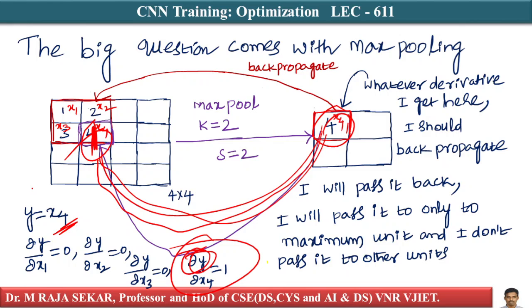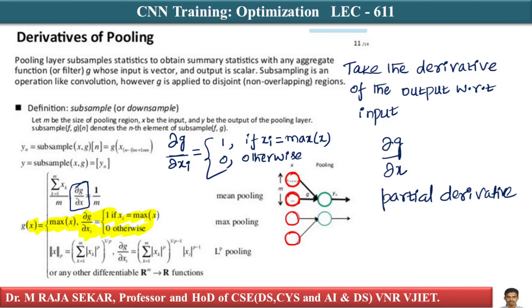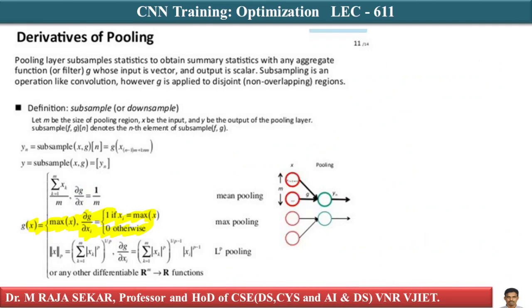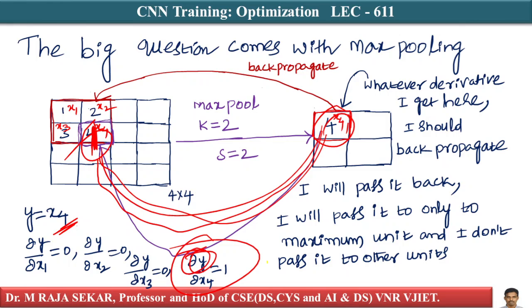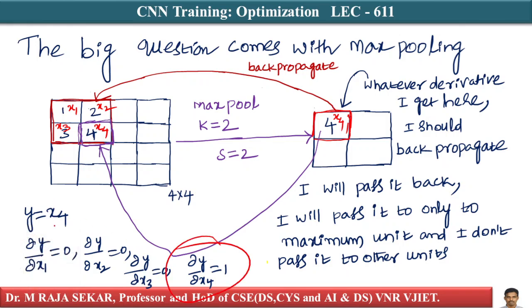For the non-max values, what is it? Just see here. Take the derivative of the output with respect to xi: dou g by dou xi equals 1 if xi equals max. Here, for the max value, the derivative is 1. What is the max value here? The max value is 4, and for it the derivative is 1. For non-max values, meaning x1, x2, x3, the derivative is 0. That is the derivative of output with respect to input.